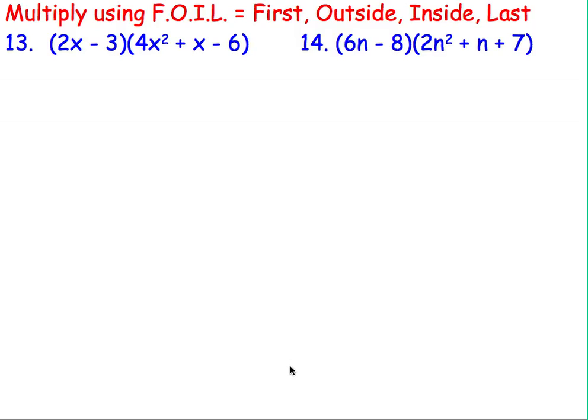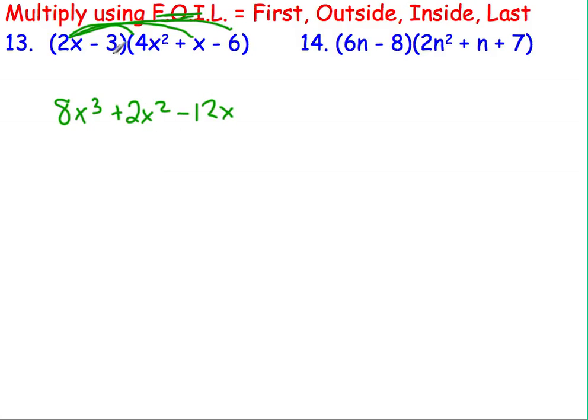We will not be using the foiling method, but pretty similar idea here. We'll take this first term times each term in the trinomial. So that's 2x times, 2 times 4 is 8, and x times x squared is x cubed. 2x times x is just going to be 2x squared, and 2x times negative 6 is negative 12x.